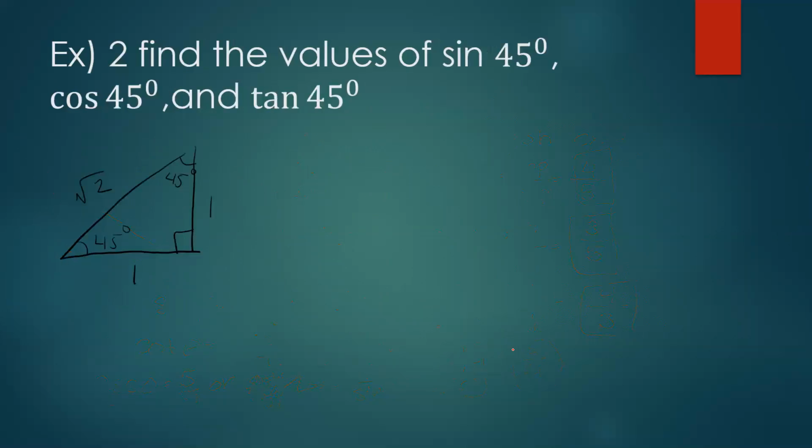Okay, let's move on to example 2. So example 2 says, find the values of sine 45 degrees, cosine of 45 degrees, and tan of 45 degrees. So here's your triangle. This was given. I like this kind of triangle because you have two 45s, so that's pretty simple. So first thing I'm going to do is write out my SOHCAHTOA. Okay. So let's find sine of 45.